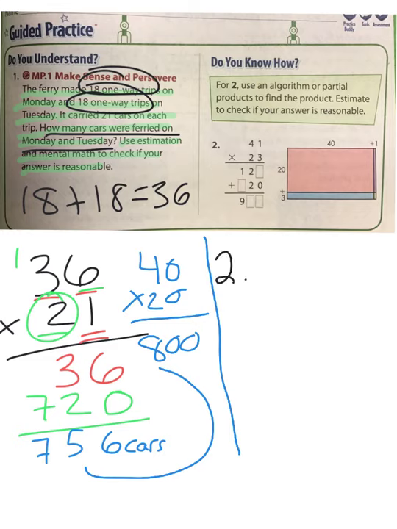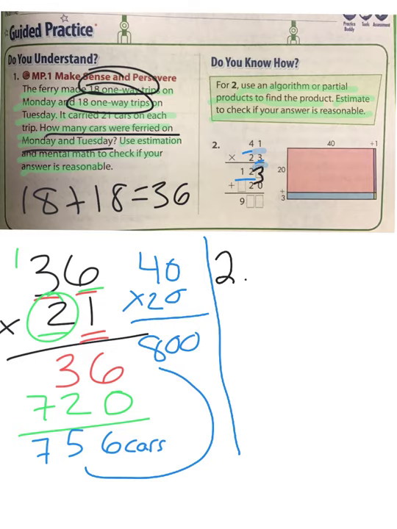Number 2, it says, use an algorithm or partial products to find the product. Estimate to check if your answer is reasonable. They already did some of this for us, so I'm going to fill in the boxes. First, we're going to multiply 3 times 1, and 3 times 1 is 3. Then we would multiply 3 times 4, and 3 times 4 is 12. They already have that down.